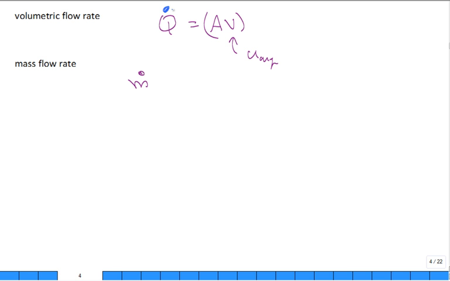Q could be for volume, and Q dot for volumetric flow rate, but it's never written that way. It's just always Q for volumetric flow rate, and m dot for mass flow rate, but it's just rho times Q.